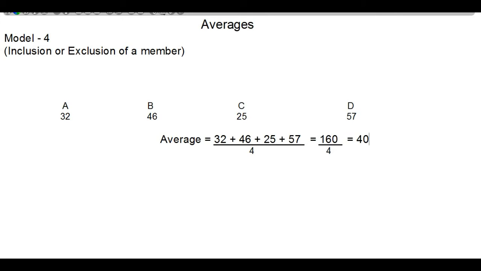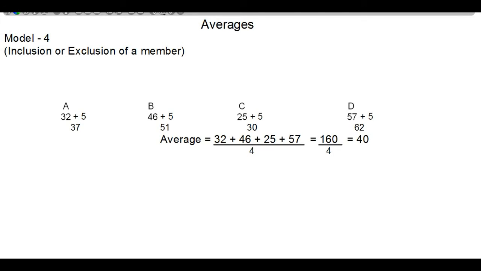Now one important point which we need to understand here is what happens to the average when each of the elements given here is increased or decreased by a particular value. Let's say each of the elements is increased by 5 kgs. So the new values would be 32 plus 5, that will be 37, 46 plus 5, 51, 25 plus 5 will be 30 and 57 plus 5 will be 62.